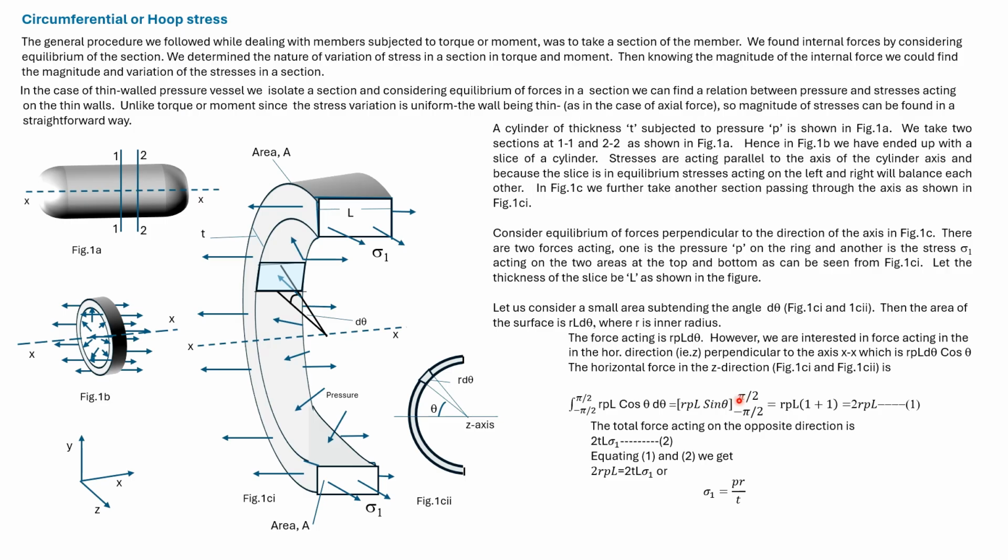Now sine pi by 2 is 1 and sine minus pi by 2 is minus 1. So we get the total force as 2 r P L. This horizontal force is balanced by the circumferential or hoop stress sigma 1. Consider that the thickness of the wall of this cylindrical pressure vessel is T. Then the force due to the circumferential stress is 2 T L into sigma 1. Equilibrium of forces in this figure in the z direction. We equate equation 1 and equation 2 and we get sigma 1 is equal to P r by T.